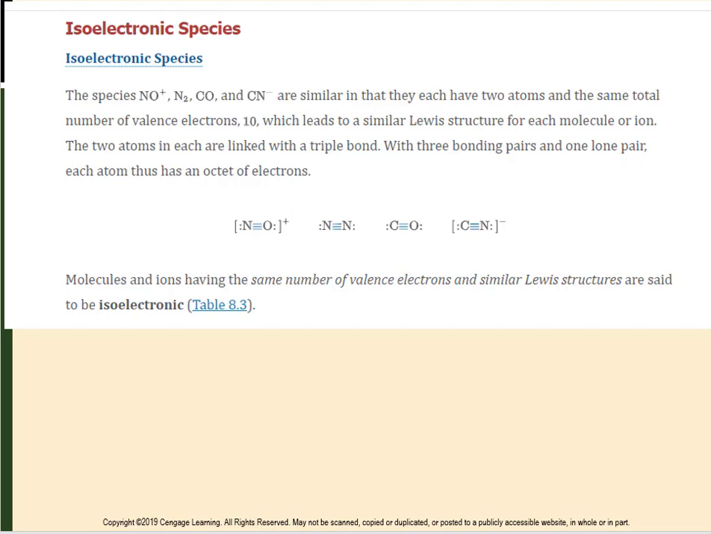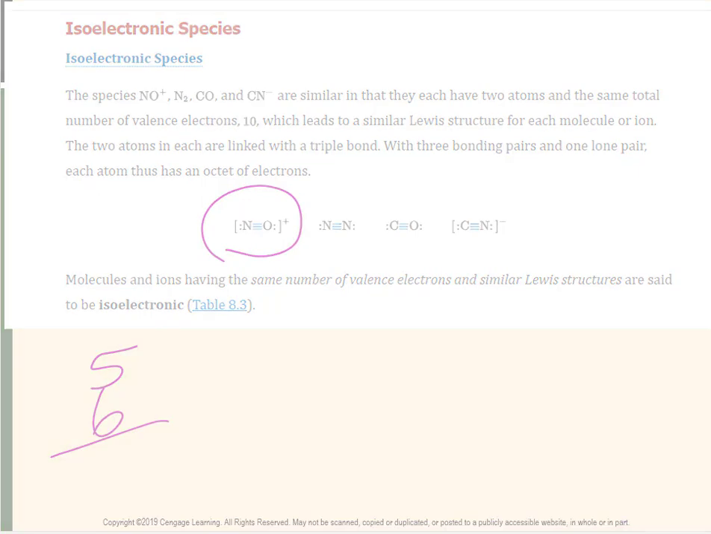And finishing out this section, we're looking at isoelectronic species. Iso pretty much means the same. Electronic means number of electrons. So for example, if I looked at this compound right here, and if I said, okay, nitrogen we know has 5 valence electrons, oxygen has 6, so it's 11, but it's charged plus 1, so that means I need to subtract 1. So we would have 10.